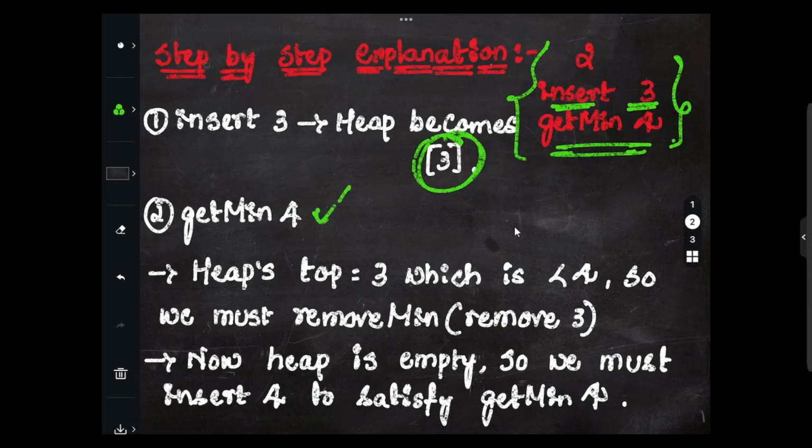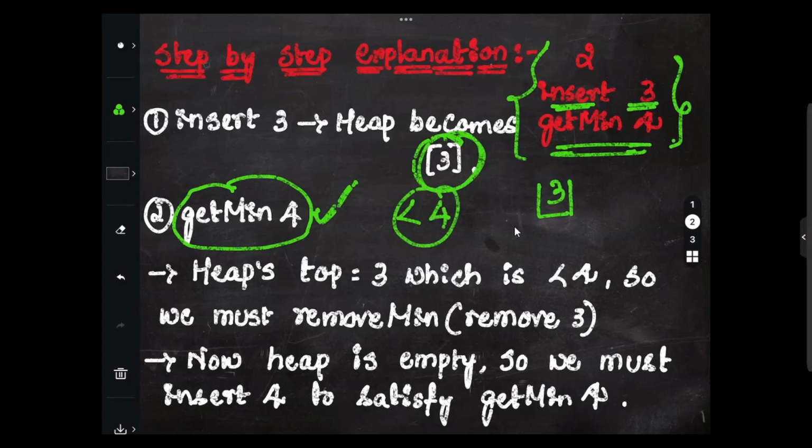So now we have the operation getmin of 4. The heap top is nothing but 3. Now suppose we consider this as the heap. We have 3 at the top, and we have only one element, right? So the heap top is 3, which is less than 4. Basically, we have been asked to get the value 4 by making use of getmin of 4. So in this case, the value 3 at the top is quite obviously less than 4. So we must remove min.